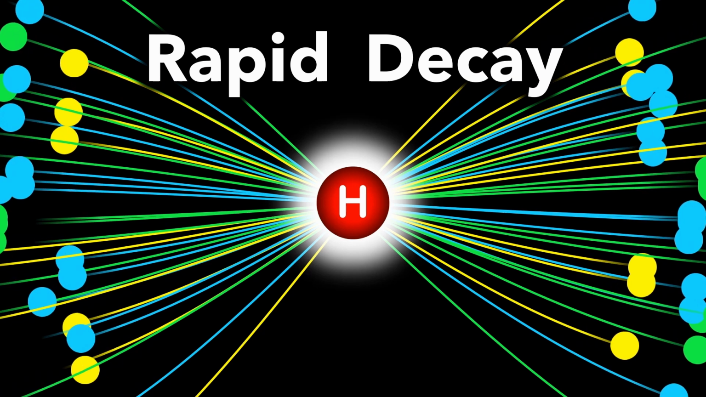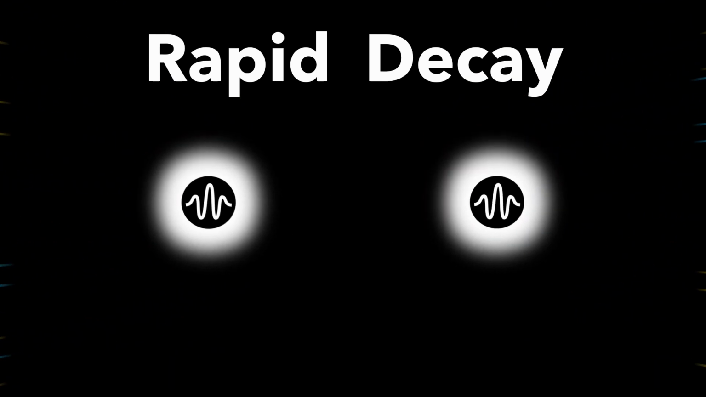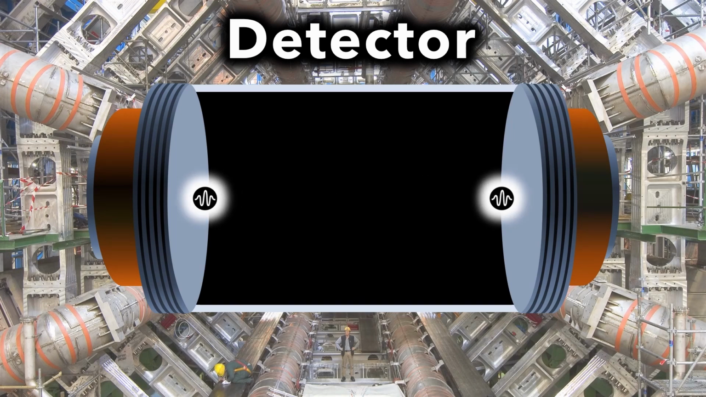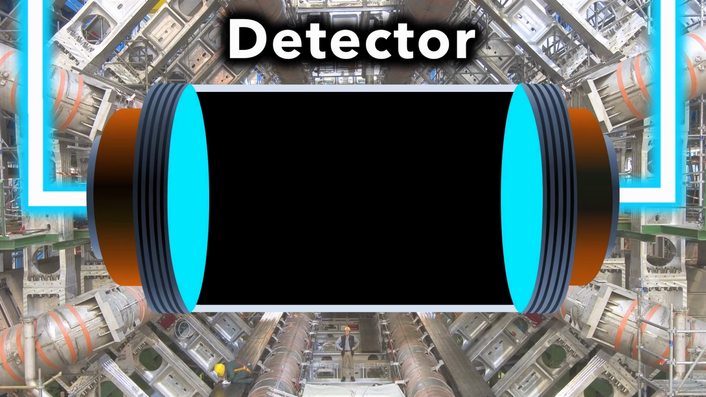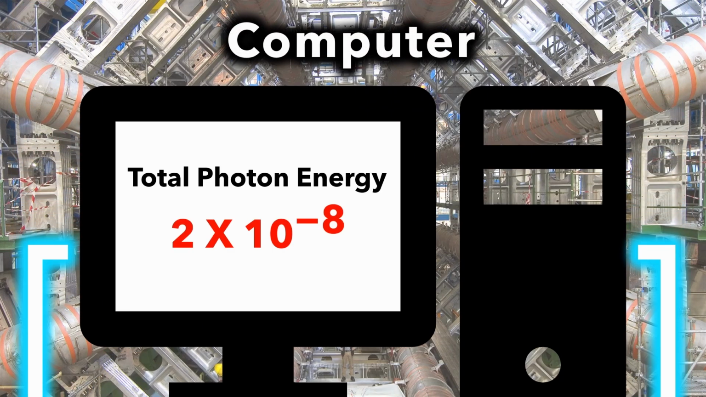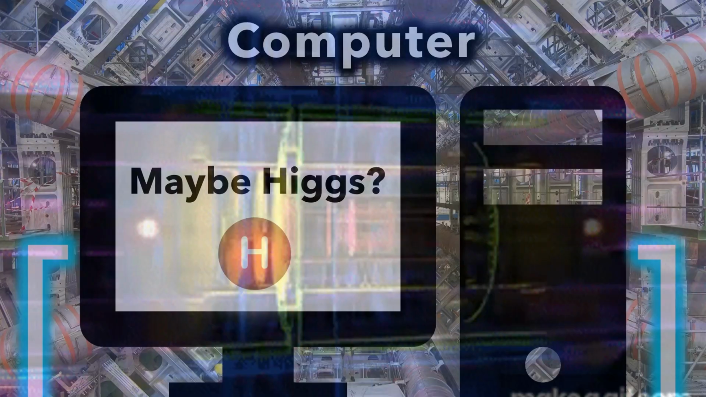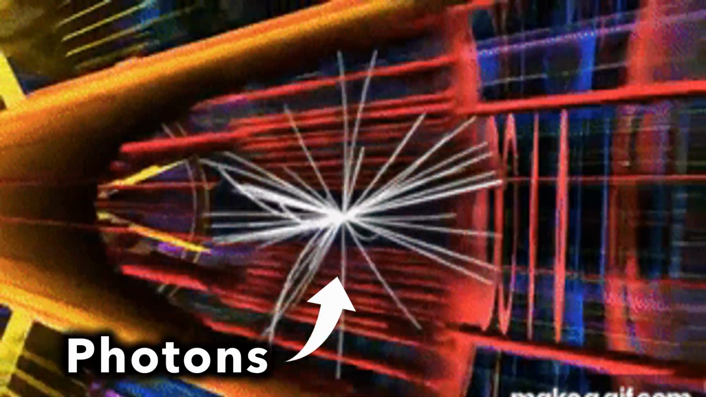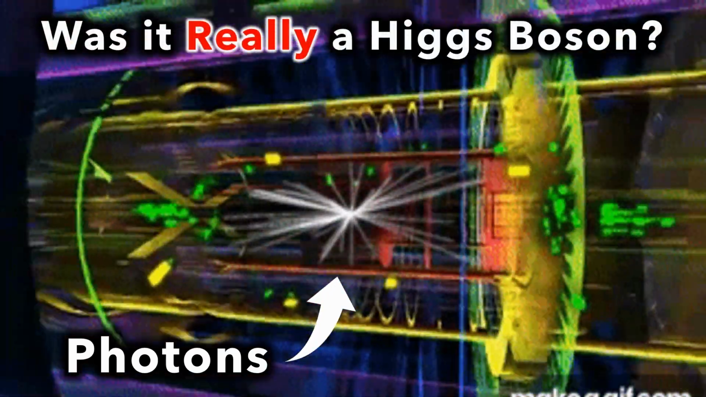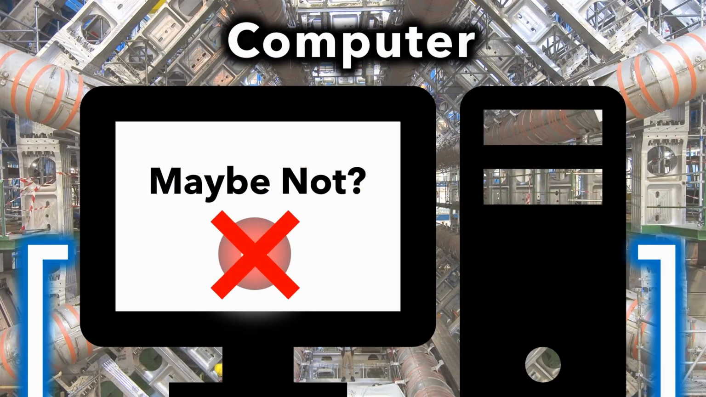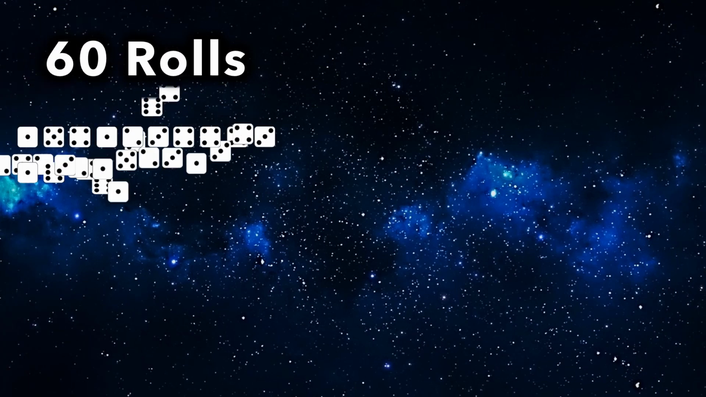1/trillionth of a billionth of a second after being created, a Higgs boson suddenly decays into other particles, like a pair of gamma photons, so we can't actually see a Higgs boson directly. Instead, a detector measures the energy of the photons. The computer then calculates the equivalent mass that the particle must have had. But out of the billions of photons, how do you know they actually came from a Higgs boson, and not from some other source? Well, imagine that you roll the dice 60 times.